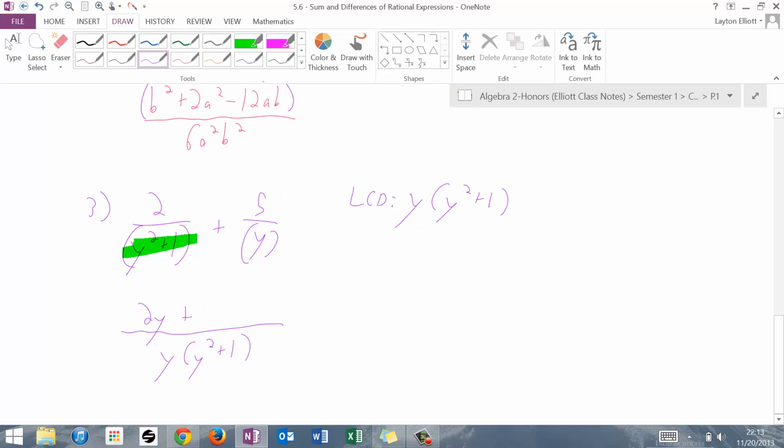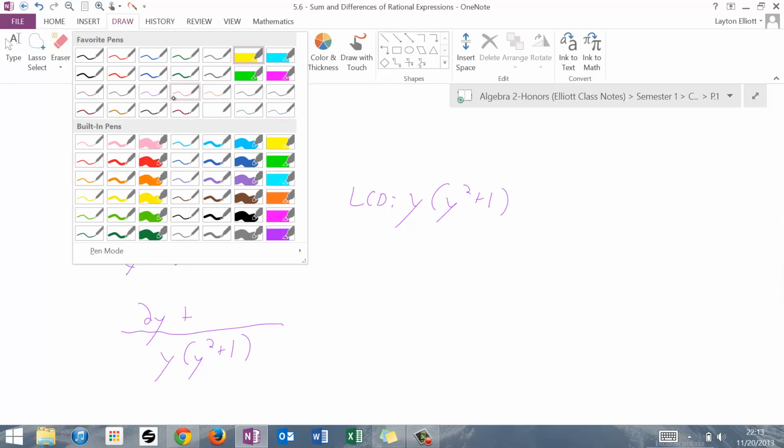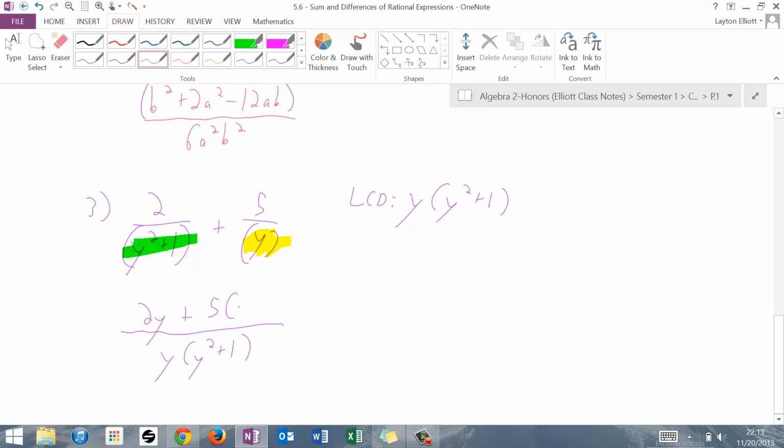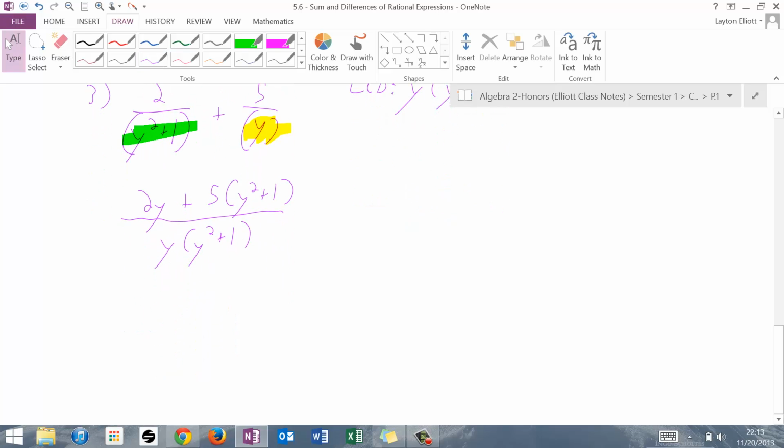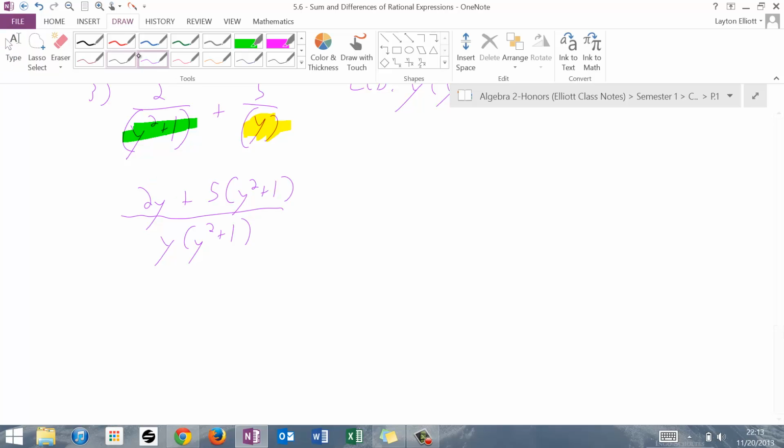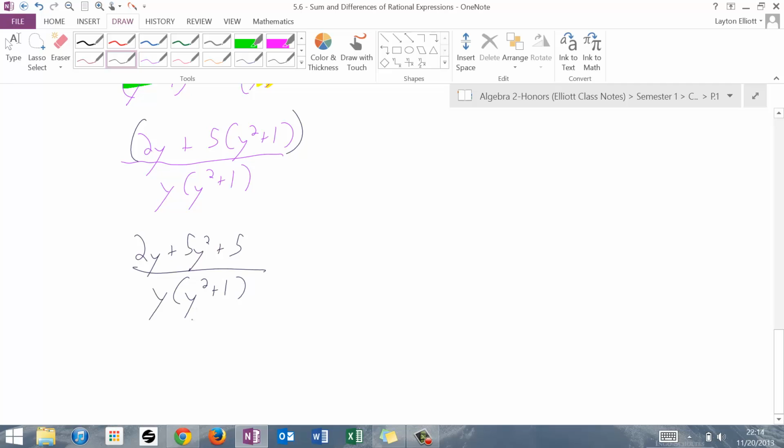And then on the 5, in order to multiply this to get the LCD, I'd have to multiply it by y squared plus 1. So the 5 is going to get multiplied by a y squared plus 1. Then don't cancel things. We have to simplify and see if we could refactor it. If I simplify, I'm going to get 2y plus 5y squared plus 5 over y times y squared plus 1. And there's no way that could ever factor to become a y squared plus 1, so that one is done.